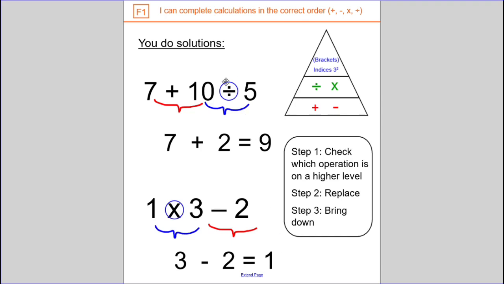So for the first question, we need to divide first. So we need to do 10 divided by 5, which gives us 2. Once we've done that, we then need to bring down the rest of the information. 7 add 2 is what we get once we've brought it down, which gives us 9.